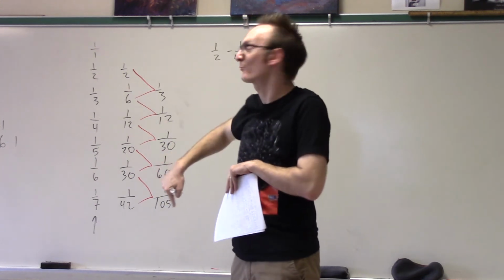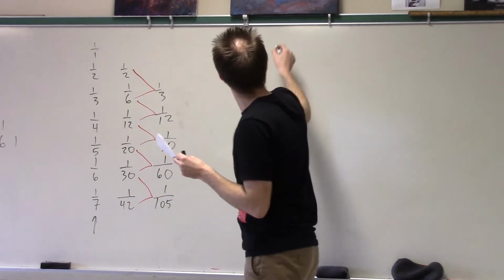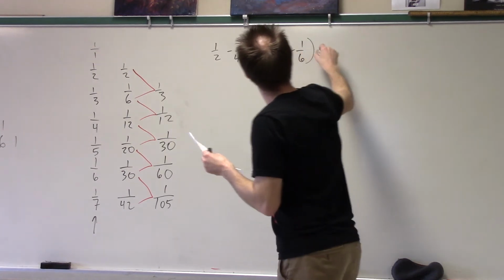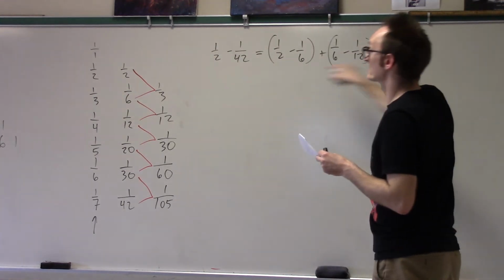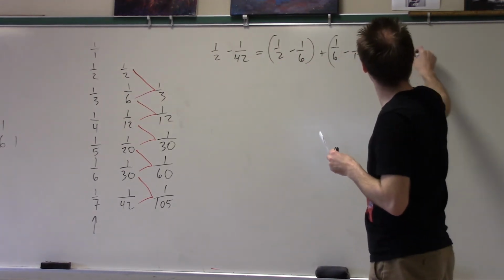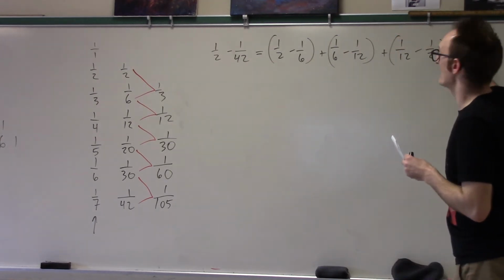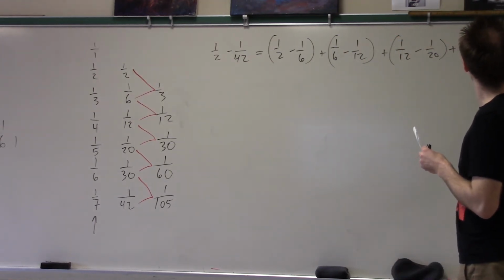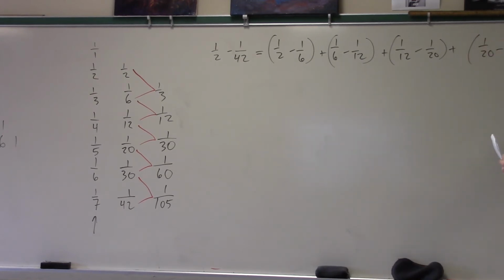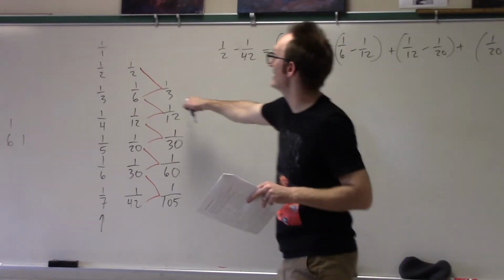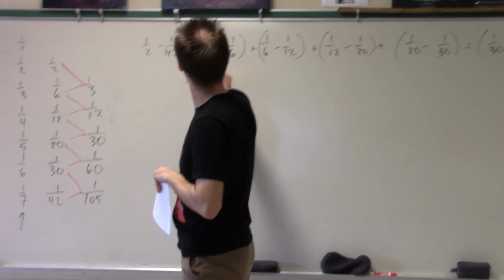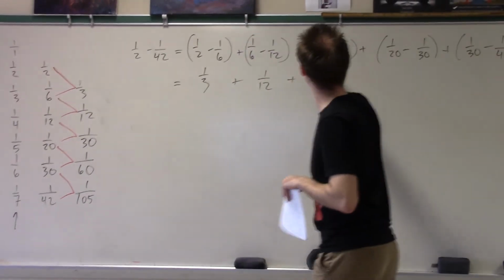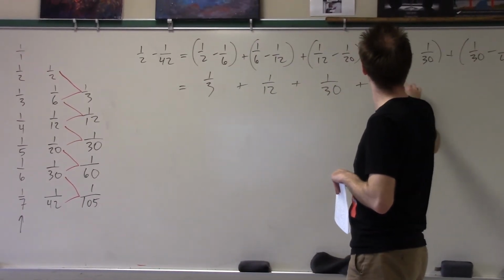Well, 1/2 minus 1/42 is just going to be 1/2 minus a 6th plus a 6th minus a 12th plus a 12th minus a 20th. You guys with me? Plus a 20th minus a 30th plus a 30th minus a 42nd. But, of course, that's what the next column of the harmonic triangle represents. This is just 1/3 plus 1/12th plus 1/30th plus 1/60th plus 1/105th.